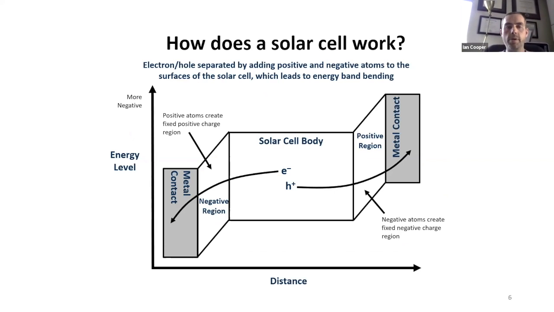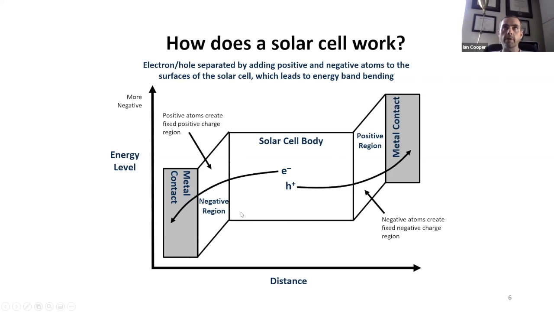Here I'm showing you a diagram that illustrates the concept involved in producing power. The electrons and holes are separated because when we have our solar cell body, we put positively charged atoms on one side and negatively charged atoms on the other. Excuse me, I'm doing that opposite. Negative charges over here and positive charges over here.